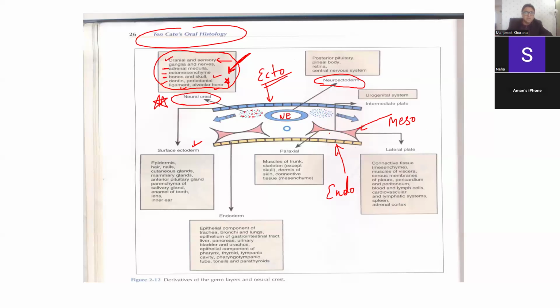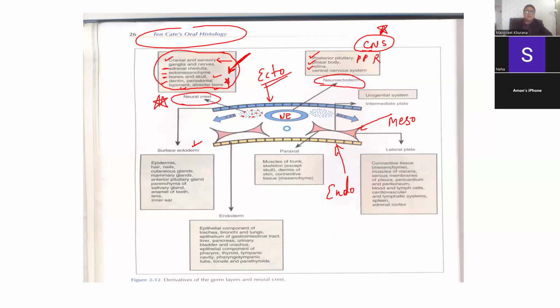Now let's see what structures are formed from the neuroectoderm. The neuroectoderm gives rise to the posterior pituitary, pineal body, PP. Then we have the retina and central nervous system.